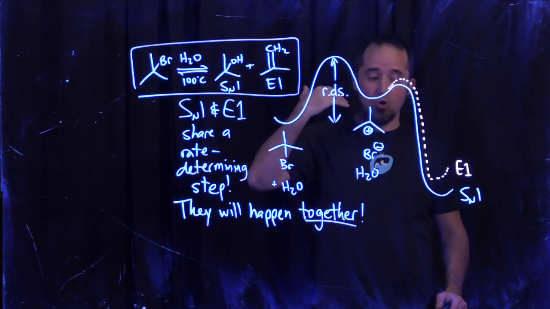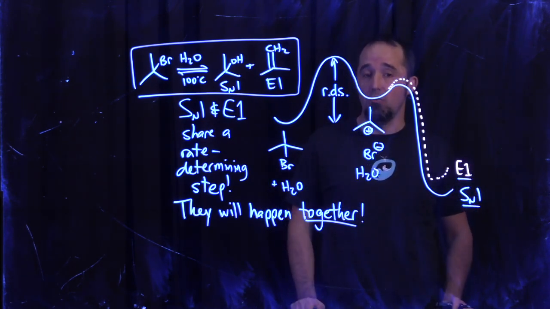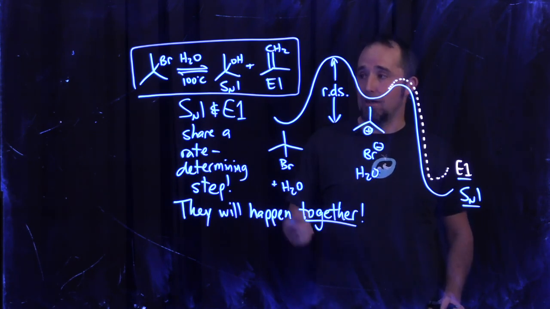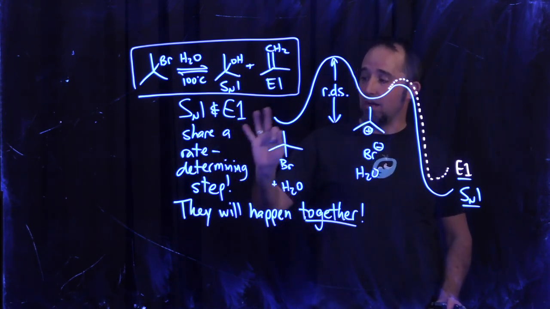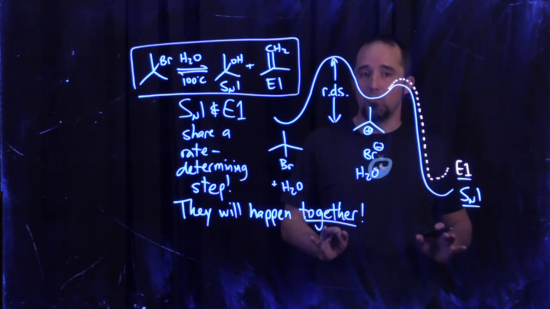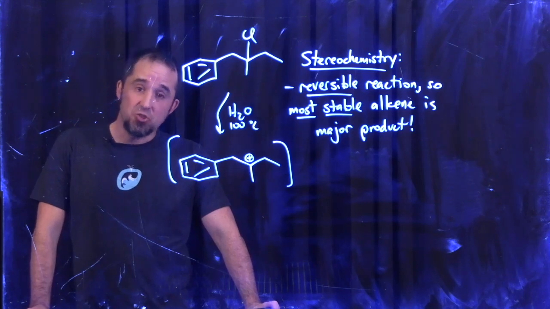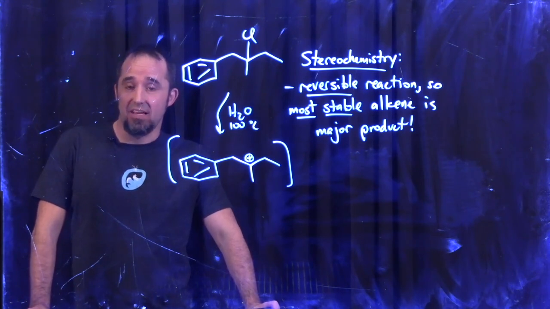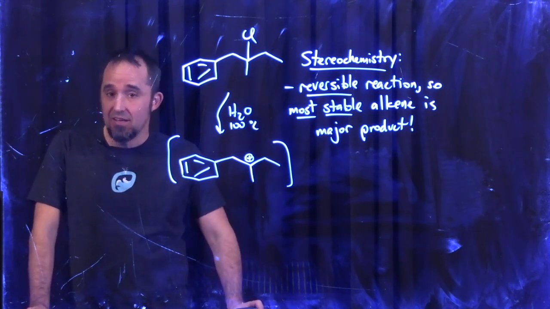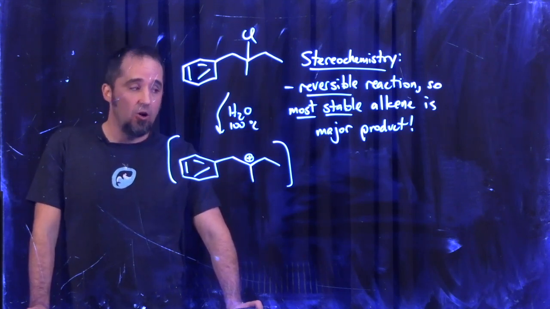So really, I'm going to see both the E1 and the SN1 products show up when I do this reaction, right? So I am going to see alcohol and alkene if that's possible. Because they share a rate-determining step, we would pretty much expect them to happen together, again, in a reversible way. When we talked about the E2 reaction, we had lots of stereochemical questions, right? We said, okay, let's draw the Newman projection. Let's think about getting the H and the leaving group anti to each other, all that kind of stuff.